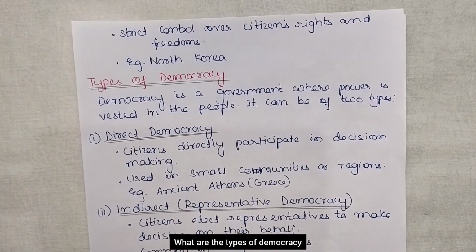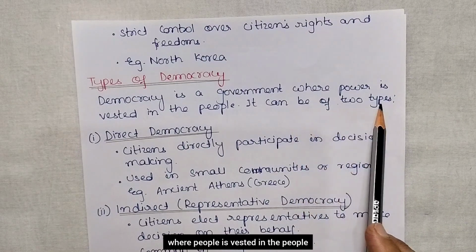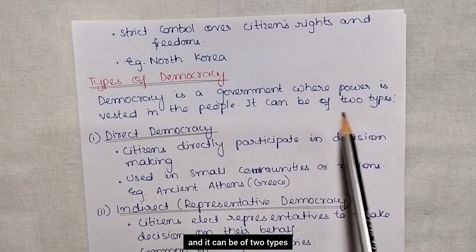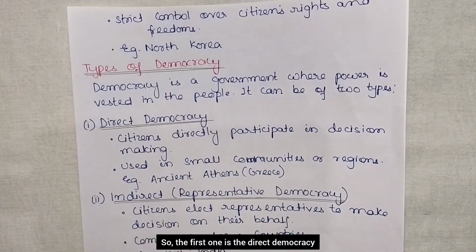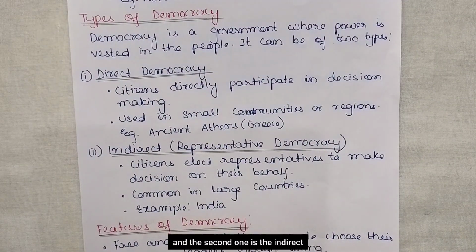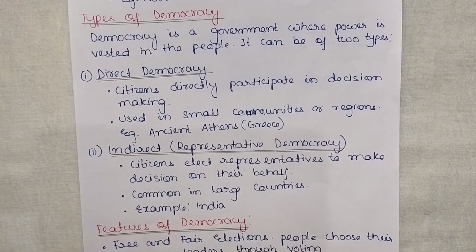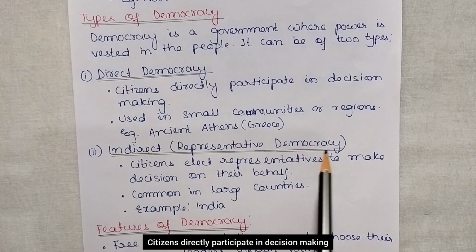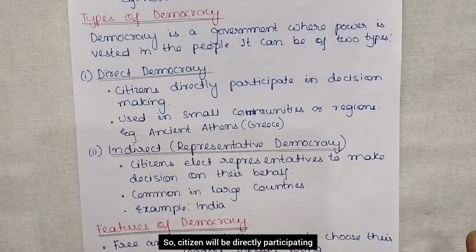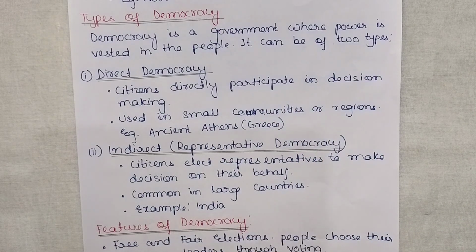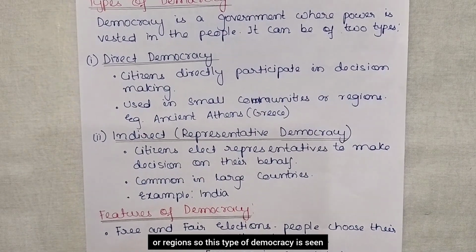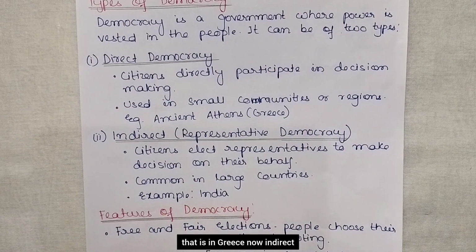Now let us see types of democracy. What are the types of democracy? Democracy is a government where power is vested in the people, and it can be of two types. The first one is the direct democracy, and the second one is the indirect or the representative democracy. In direct democracy, citizens directly participate in decision making of the country, and it is used in small communities or regions. Example, ancient Athens, that is in Greece.